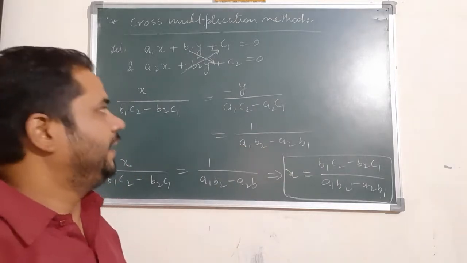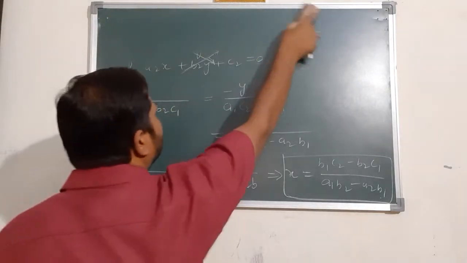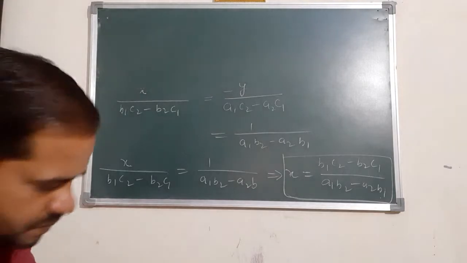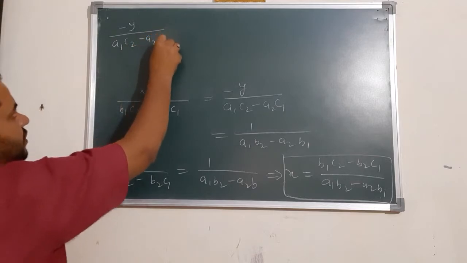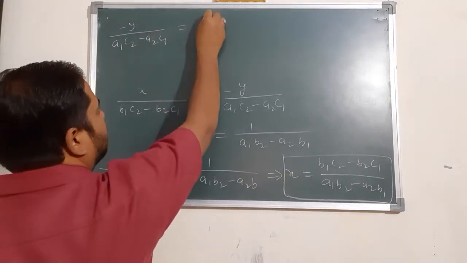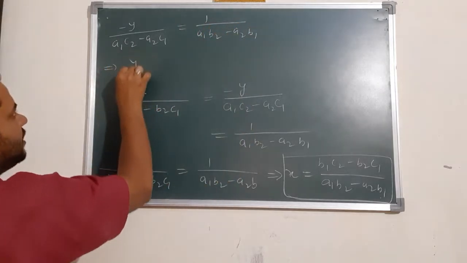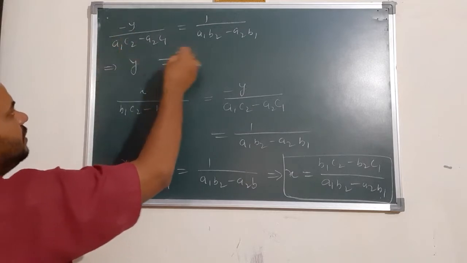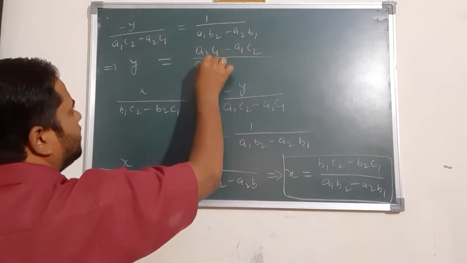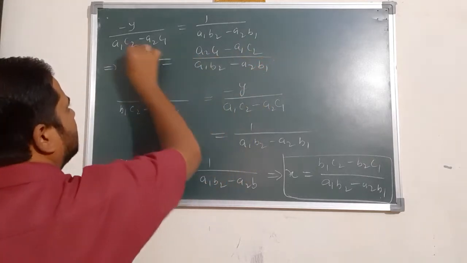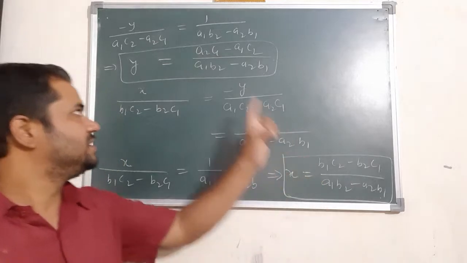Similarly, minus y upon this thing equal to this, then we will get the value of y. So I am going to erase that and write here the value of y: minus y upon a1 c2 minus a2 c1 is equals to 1 upon a1 b2 minus a2 b1. So y is nothing but, because of the minus we can change this, a2 c1 minus a1 c2 upon a1 b2 minus a2 b1. So this is the value of x and this is the value of y.